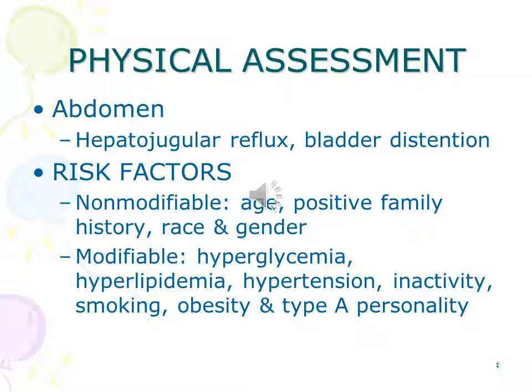All of these modifiable risk factors could be modified and changed. You can control your blood glucose level, your blood lipid level, and blood pressure by doing exercise, taking your medication, and following a healthy lifestyle and diet, and by quitting smoking. Obesity you can control by healthy diet, and type A personality by doing stress-releasing techniques.